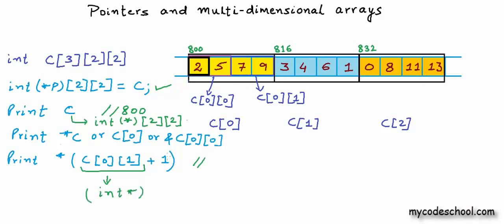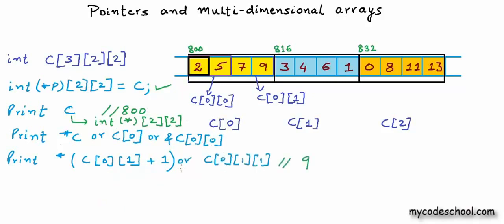Adding 1, we are doing pointer arithmetic to an integer pointer, so we will go to 9, and dereferencing will give us integer 9. In fact, this expression is same as C[0][1][1]. Now what will be the output for this print statement? *(C[1] + 1).